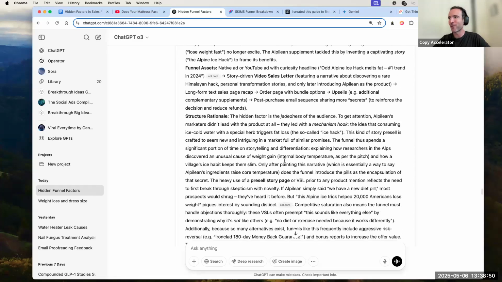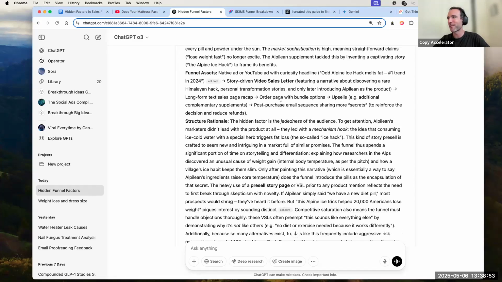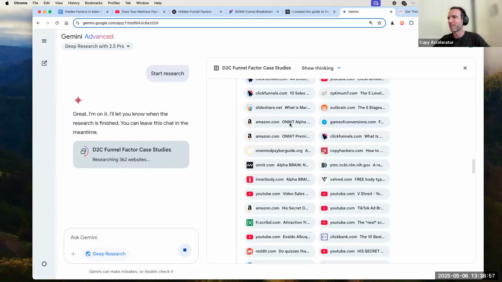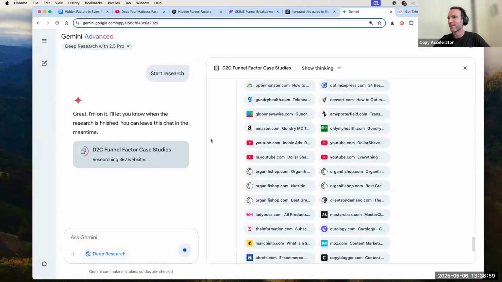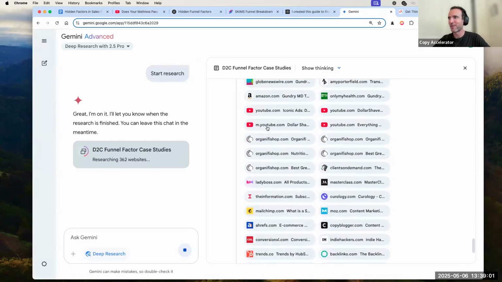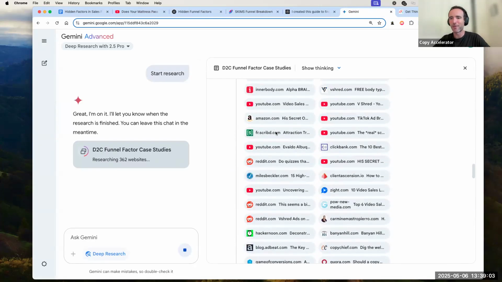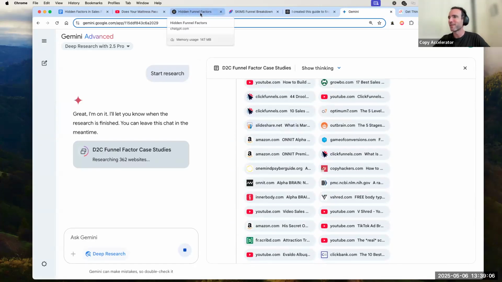I'll share this research with you all so you can go through it. It's pretty cool, it's interesting. They have some good things in here. And I'll see Gemini finish. Dude, Gemini's blacked out right now. 362 websites. I'm actually really excited. I hope it just gives me actual links and landing pages. It'll be so dope, but we'll find out. It's crazy, it's taking so long.